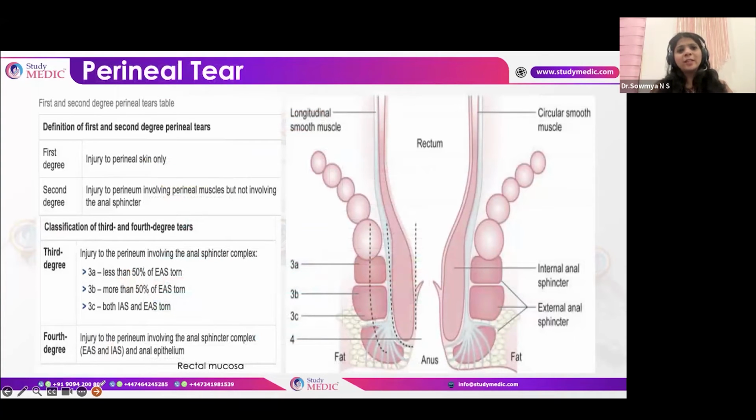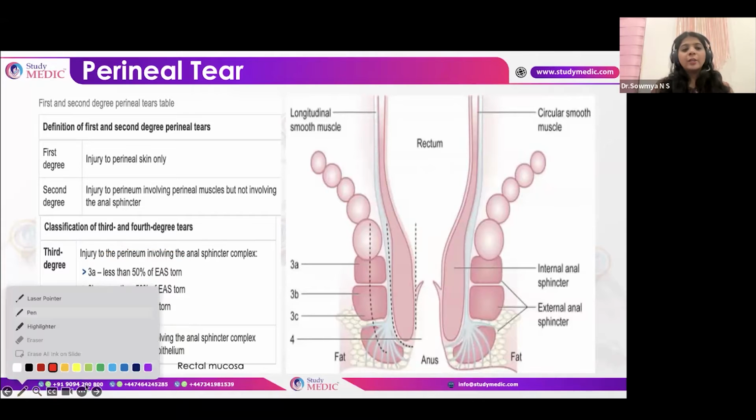Perineal tears, very, very important. You need to know the degree of perineal tear. If it is less than 50% of external anal sphincter, it is 3A. Equal to or more than 50%, if it is 50%, it would be grade 3B. More than 50% also 3B. 3C is both internal and external anal sphincter. 4th degree, if at all, it includes the anal epithelium.